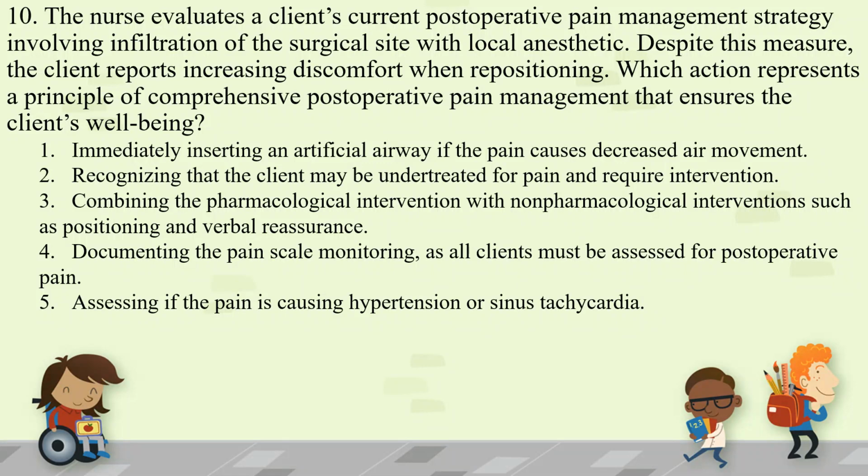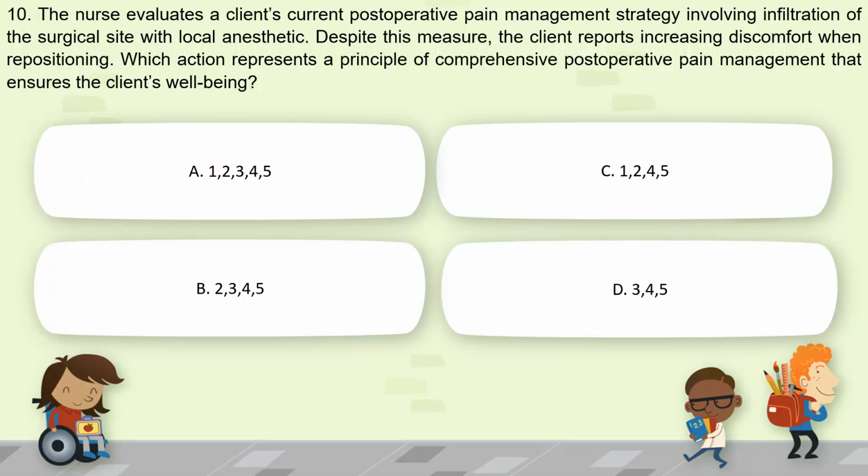Number two is actually correct because up to 75% may be undertreated. And number three is actually correct. Pharmacological options should be supplemented with non pharmacological interventions like positioning and verbal reassurance. And of course, it's also important for us to include pain scale monitoring and assessing for pain which is causing hypertension or sinus tachycardia. So what is not included here is number one only. So the answer here is two, three, four, five, and that is letter B.